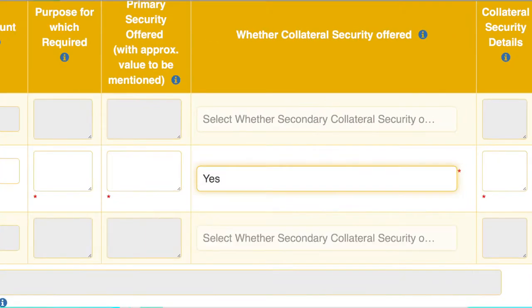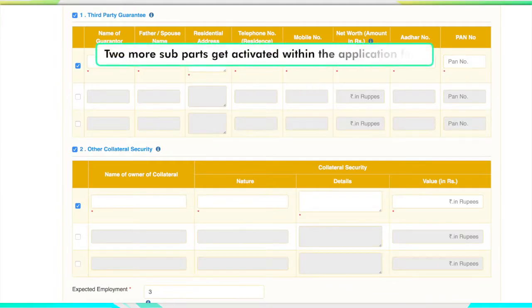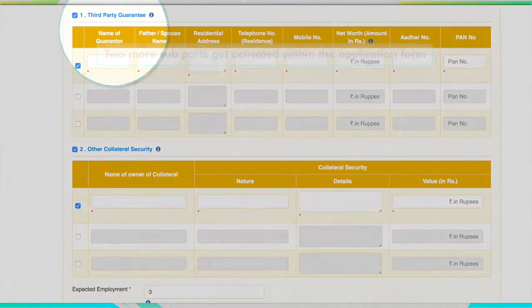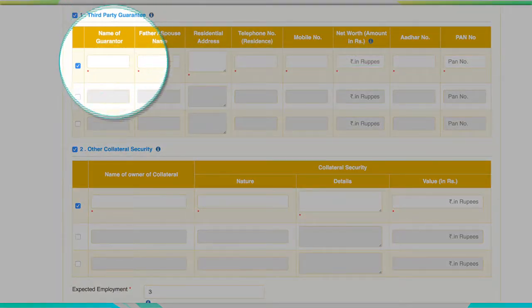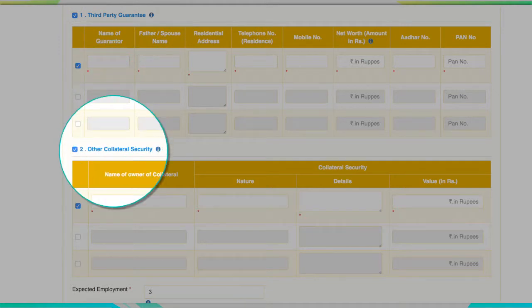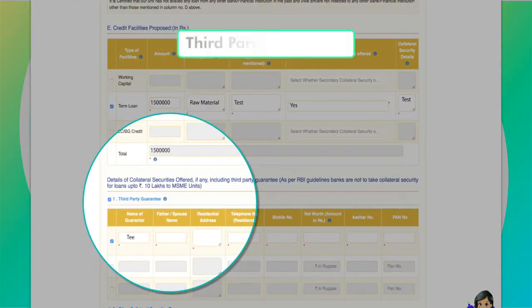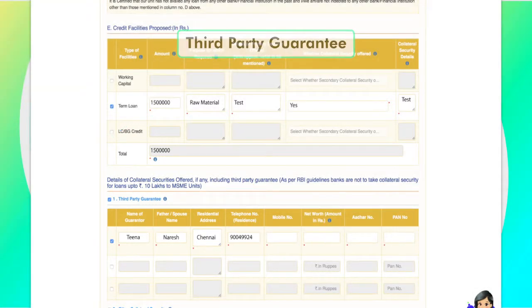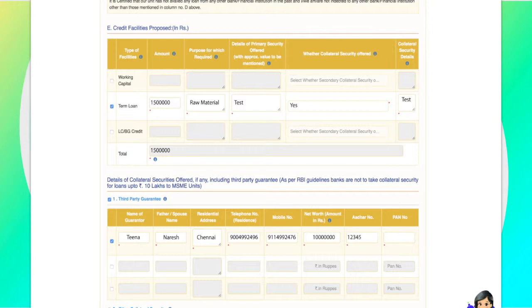On selecting yes for whether collateral security is offered, two more subparts get activated within the application form. Third party guarantee, other collateral security. A guaranteed loan is a loan guaranteed by a third party in case the borrower defaults. Here, the applicant needs to fill in the details of the third-party guarantor.